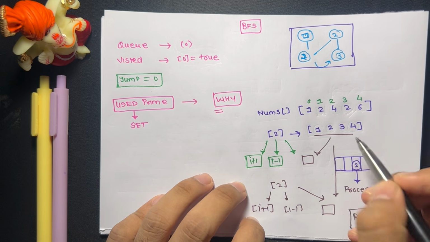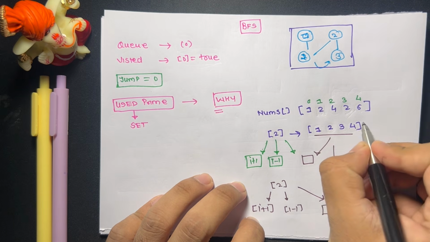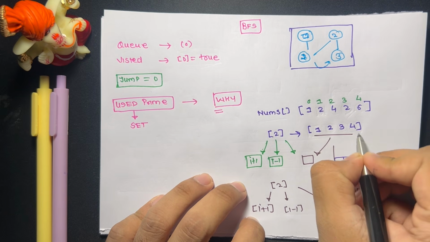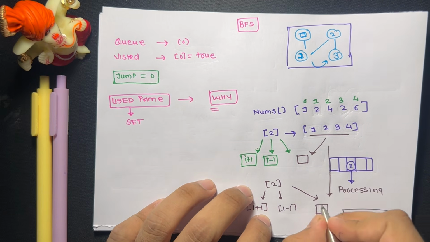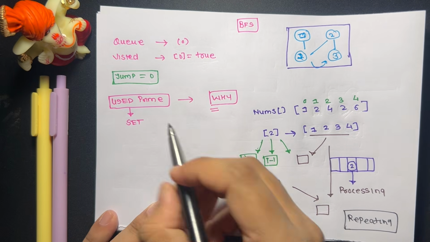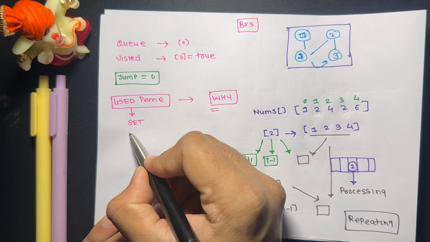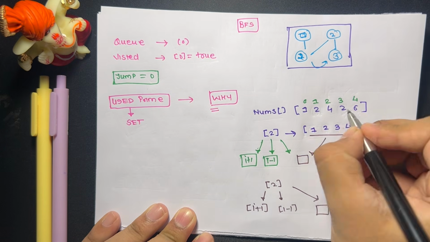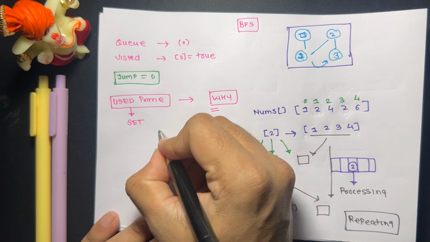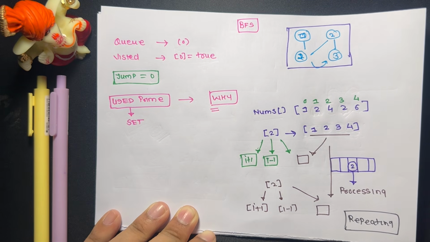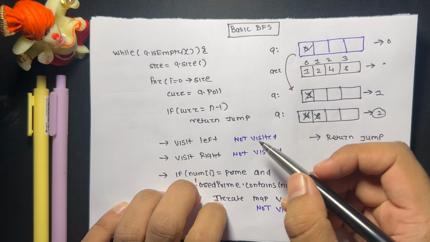But if you see, this is just a repetition. We have traveled this once, so no need to travel this again. So we will create a set of used prime numbers. Whenever there is a repetition of a prime number, we'll add it to the set and will not process it again and again. Here's the basic BFS logic.